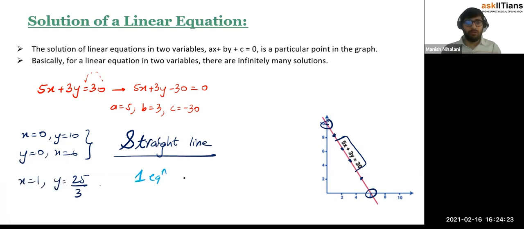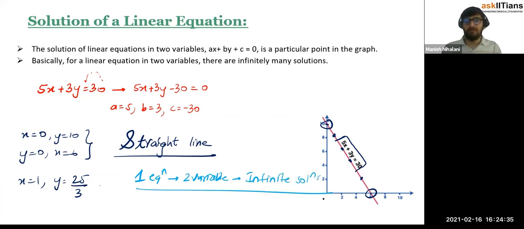One equation, two variables, it will have infinite solutions, because every solution means a point on the graph. There are infinite points on a straight line, because a line can be extended in any direction, so there are infinite points on it, which means there would be infinite solutions. Perfect. Let's now move ahead.